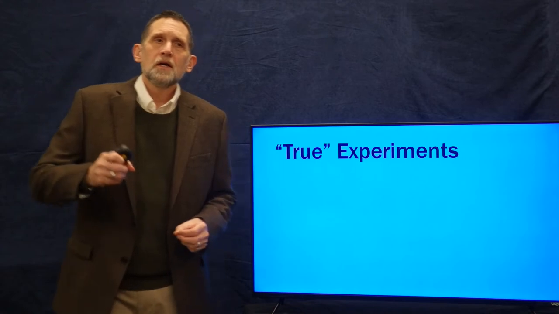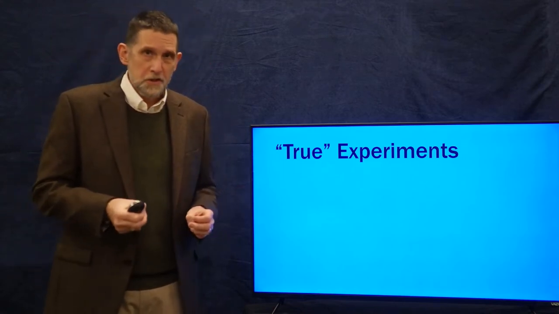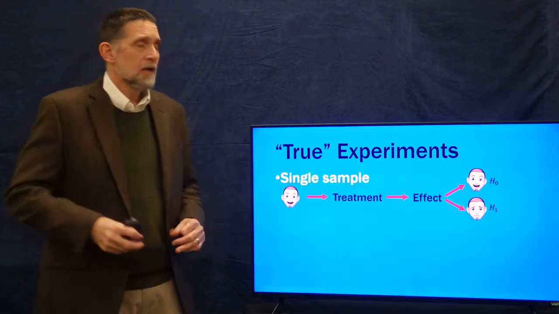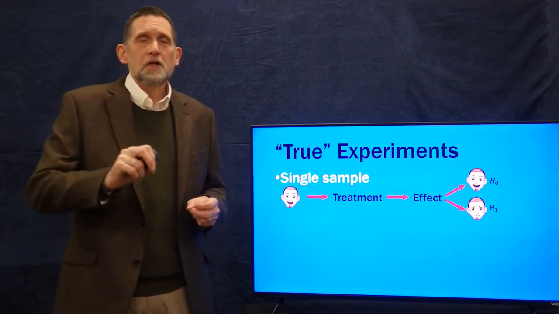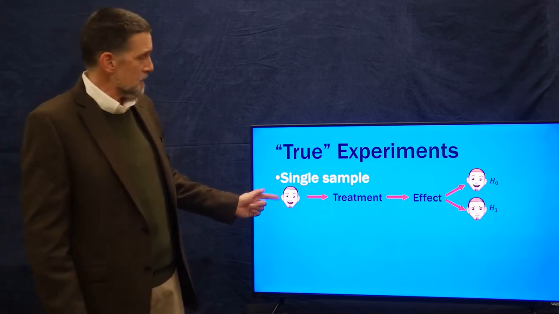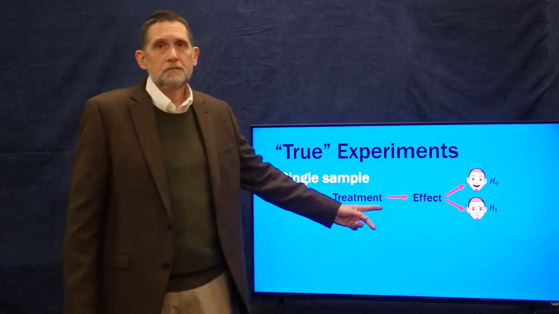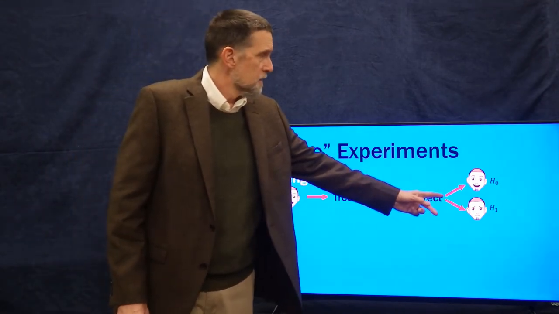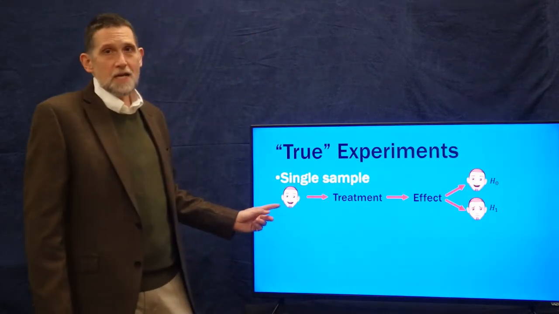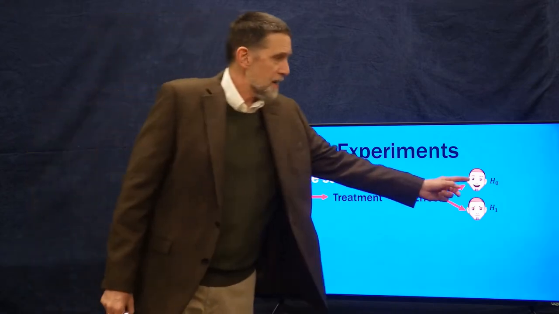So, in anthropology, we typically do what are called natural or naturalistic experiments. Before we get to that, I want to explain what a true experiment is. And a true experiment has a couple of forms. The simplest one is what I'll call a single sample, where you have a group of people. Here, Happy Me is representing a group of people who undergo a treatment, and then there's an effect. The null hypothesis is that the Happy Me population, or the Happy Me sample, stays Happy Me.